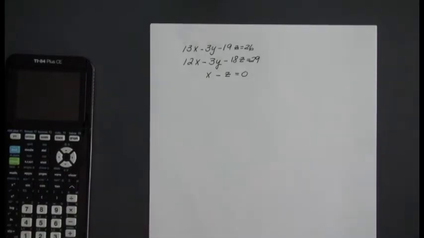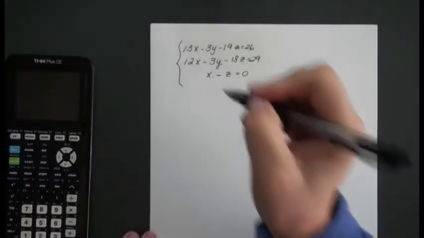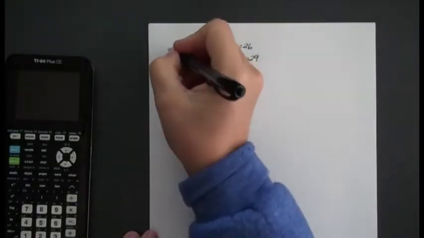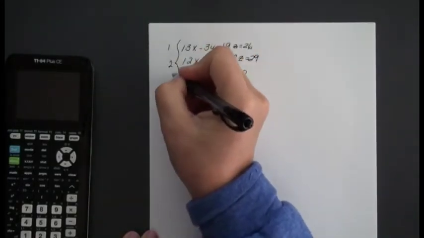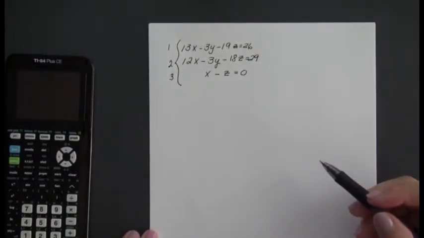Let's take a look at this system of equations with an x, a y, and a z, and let's see if we can find the solution to that system. Again, I will number my equations so I know what I'm talking about. Now remember that we need to take two equations at a time and eliminate a variable.